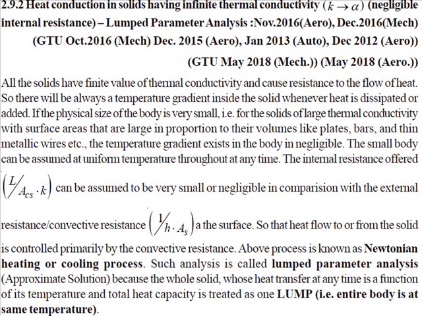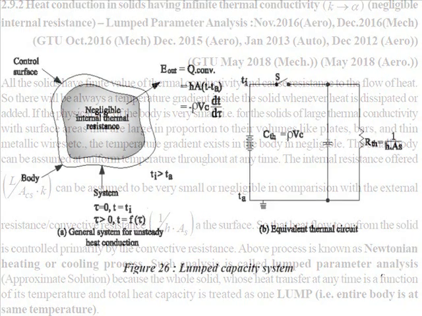So now I hope what we have discussed is very clear to you. We are talking about a solid body having a very large value of thermal conductivity and a very large surface area compared to the volume, meaning the cases which include plates, bars and thin metallic wires. So let's start the analysis.